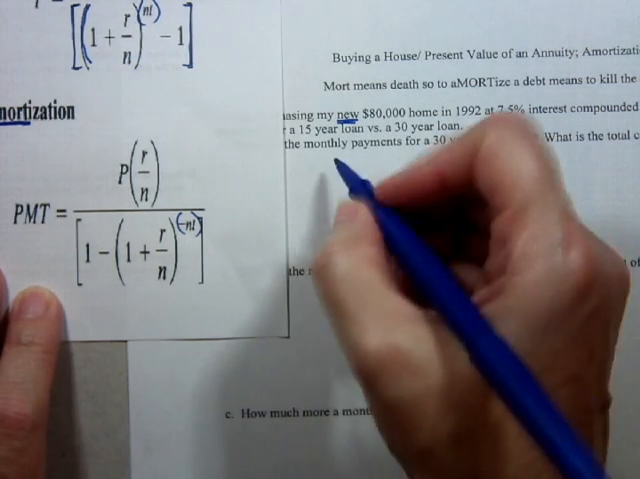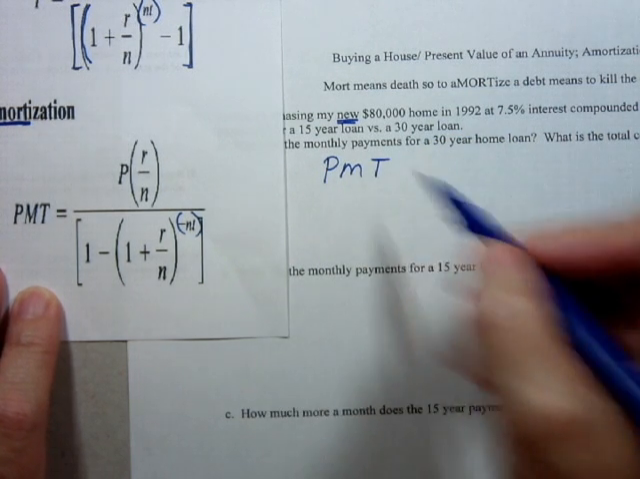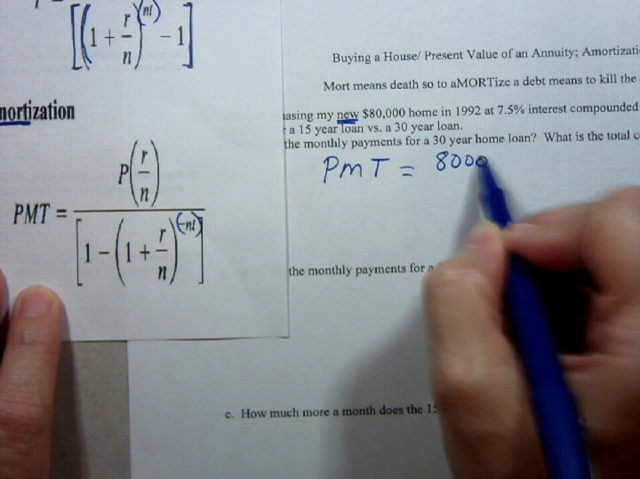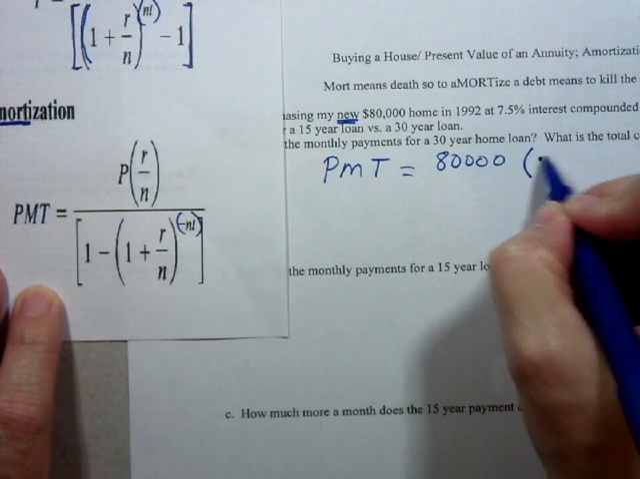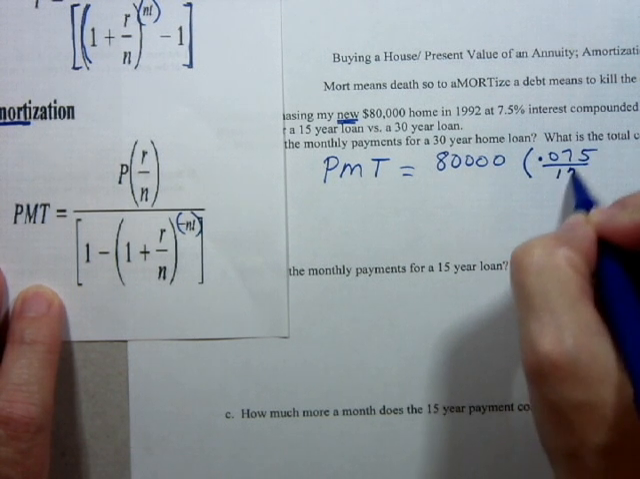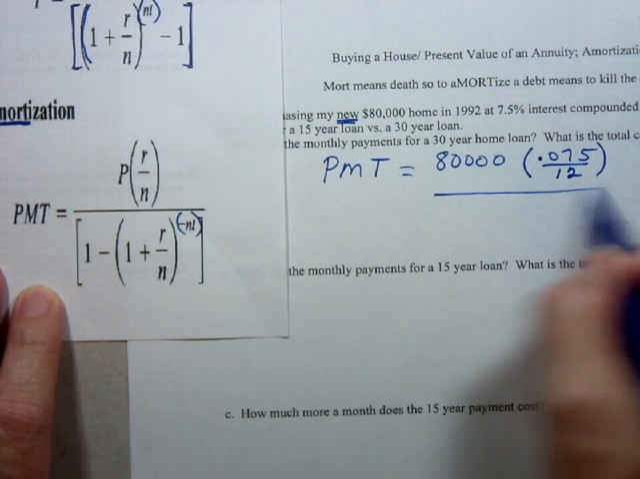Now, we have this payment. I want to look at the payments. My payment equals principal, $80,000 house, times rate. My rate was 7.5%, so 0.075. It's monthly. That's how often I'm going to make my payments. So that's how often it's compounded per year.